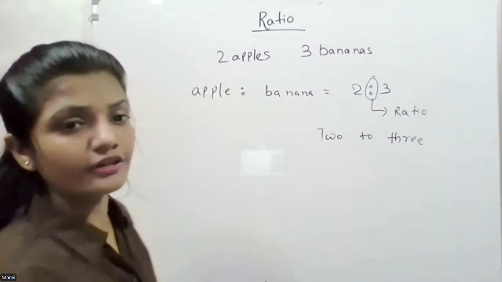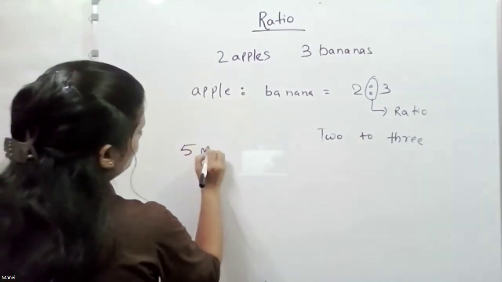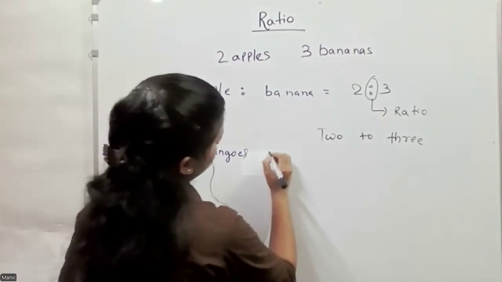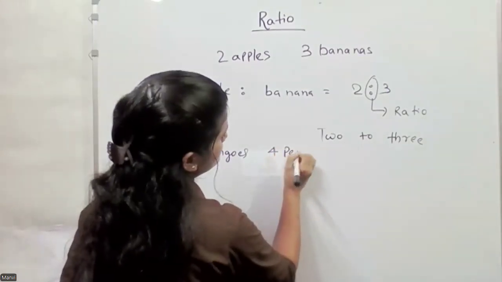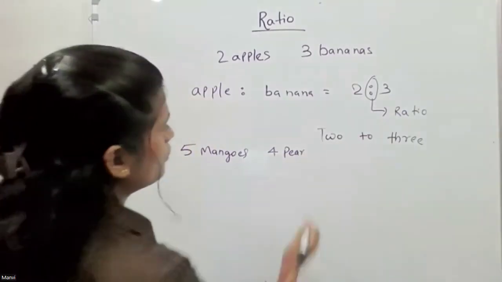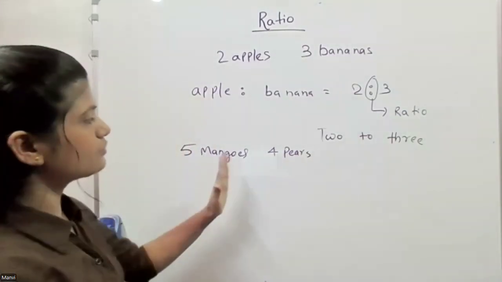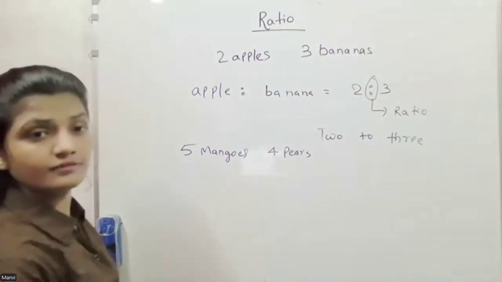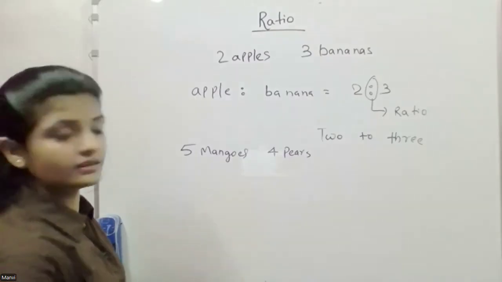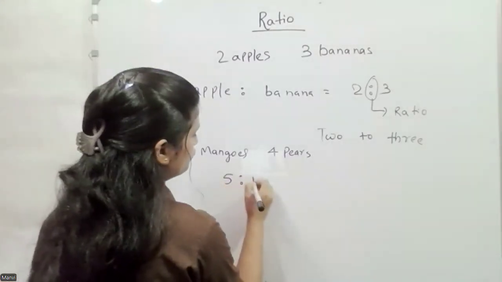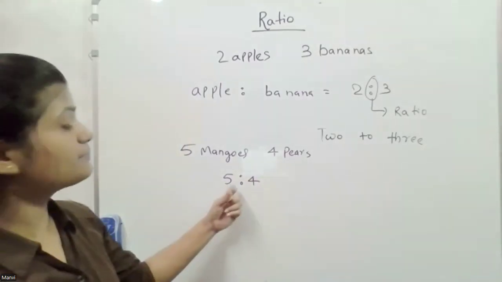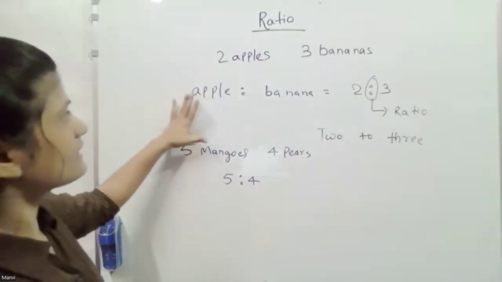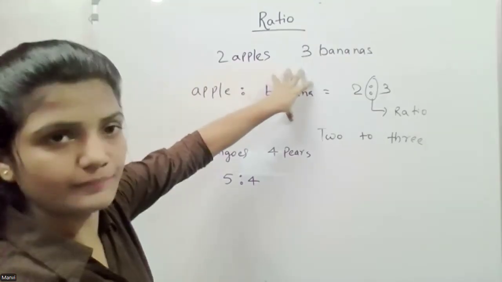Now, if I have 5 mangoes and 4 pears, what will be the ratio of mangoes to pears? It will be mangoes to pears, 5 ratio 4. And we can also read it as 5 to 4. Here we are comparing one part to another part.